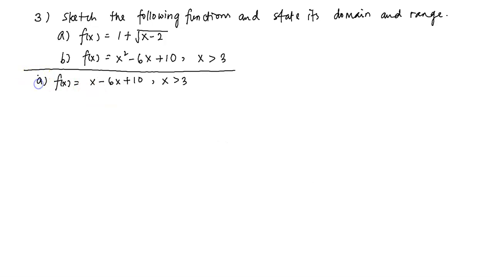Now we look at question (b). 3(b): f(x) is a quadratic, x squared minus 6x plus 10, for x greater than 3. Why is the domain restricted? Normally for a quadratic function, the domain is from negative infinity to infinity. But in order to make it a one-to-one function, it has to restrict the domain to x greater than 3. This is one of the methods.